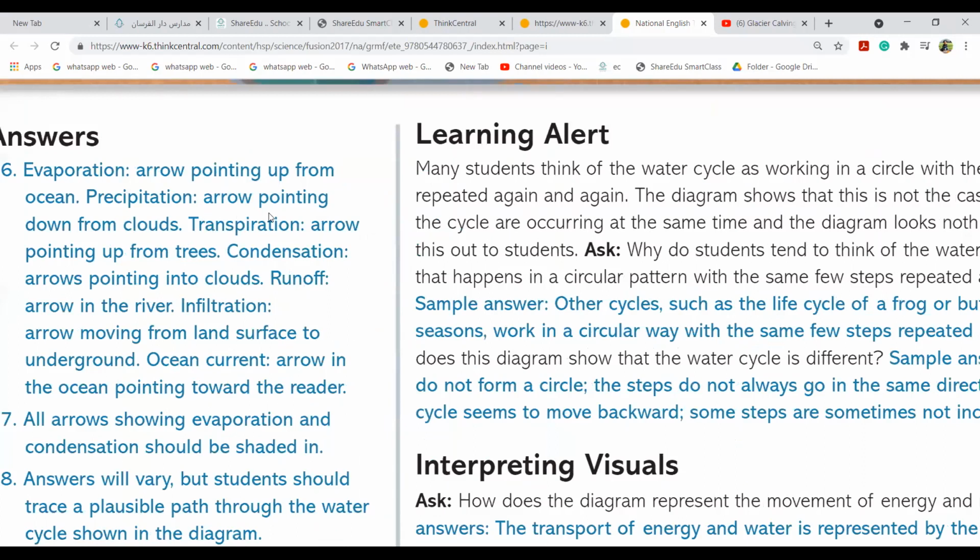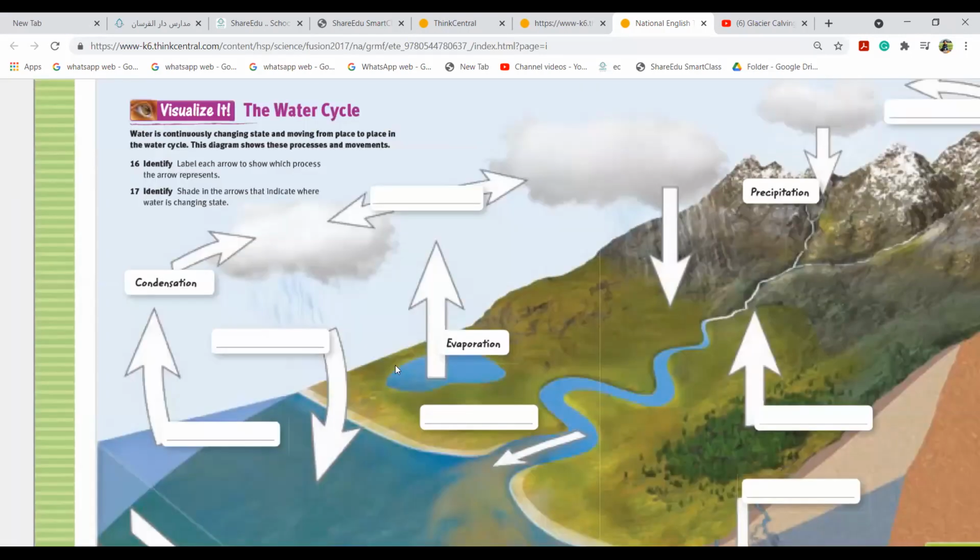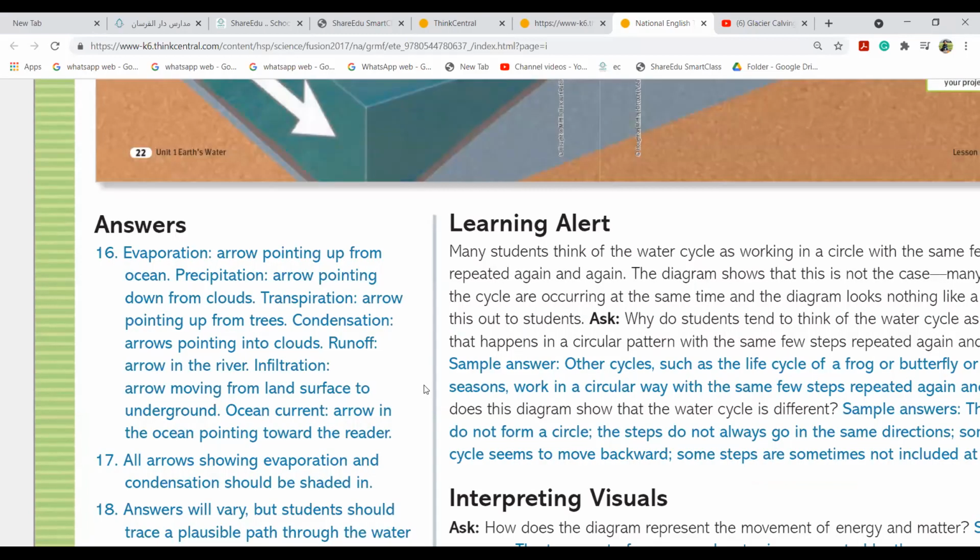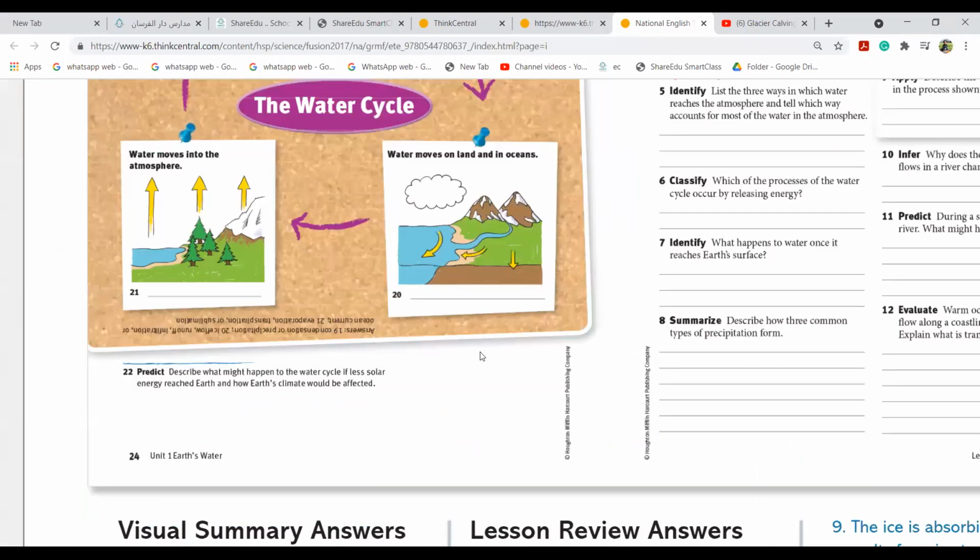This is shade the arrows where water is changing state. You have to shade all the arrows of evaporation and condensation. Coming up to here, the water cycle, girls.